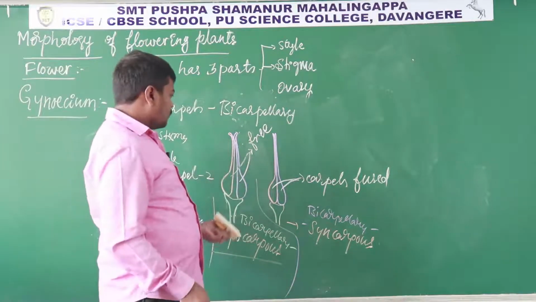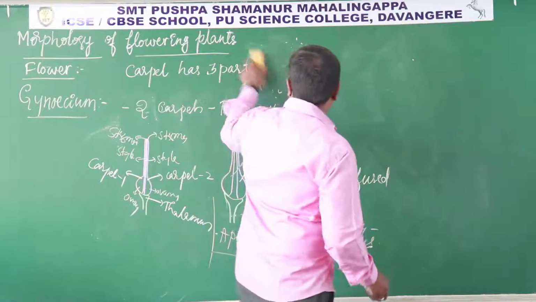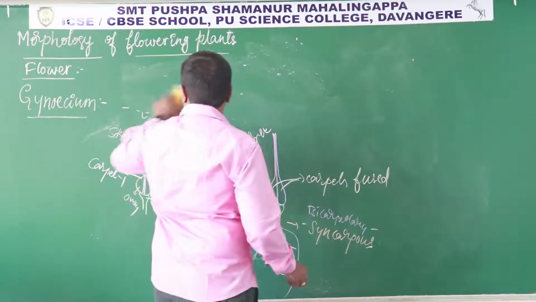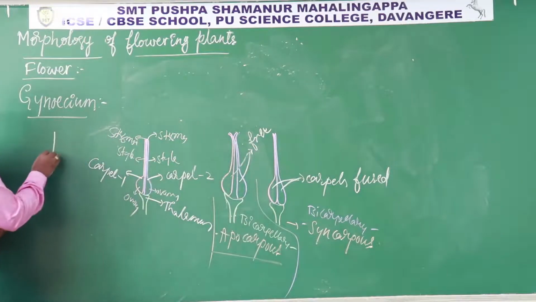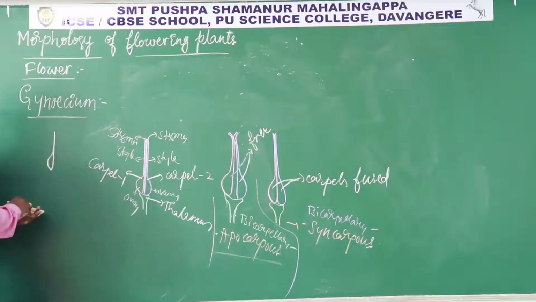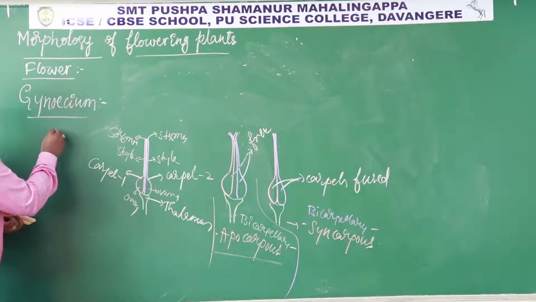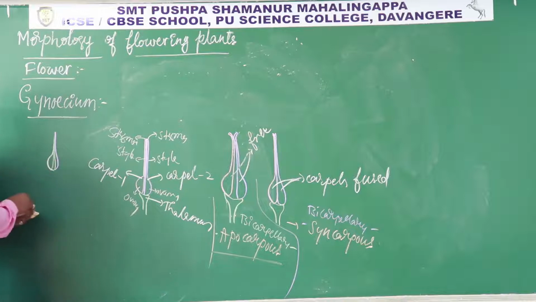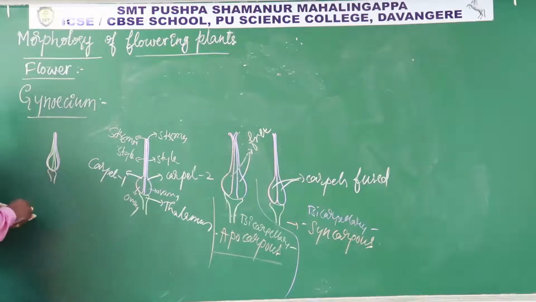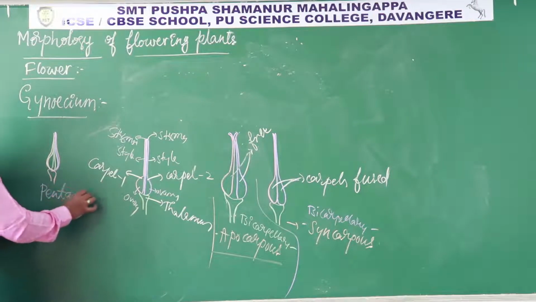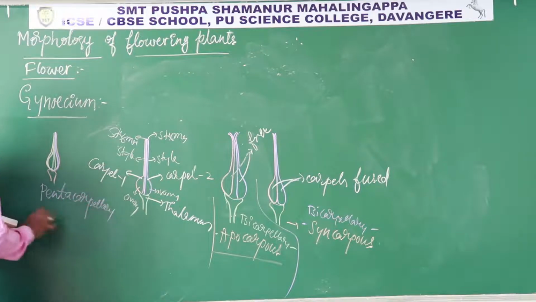Okay, so bicarpellary apocarpus and bicarpellary syncarpus. Let me give you some examples. So similarly, let me add one more. So this is one carpel, second carpel, third carpel, then fourth carpel, then on the opposite side there is another one, fifth carpel. So like that, pentacarpellary syncarpus.